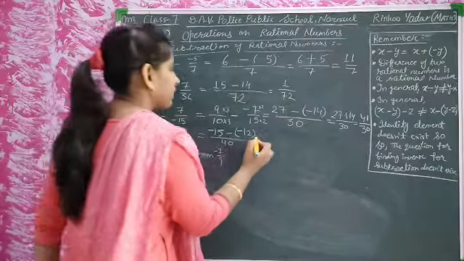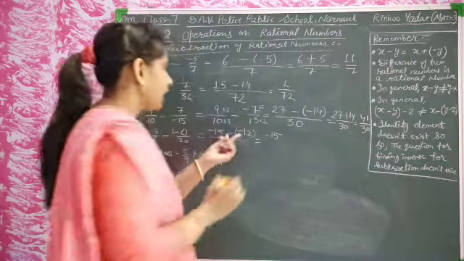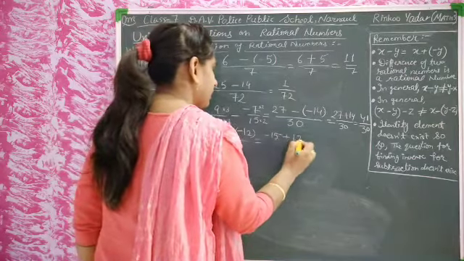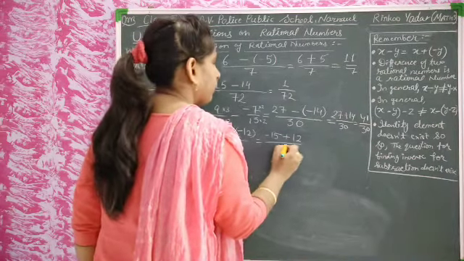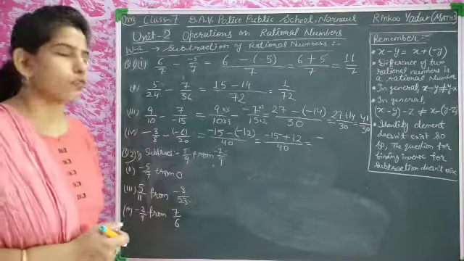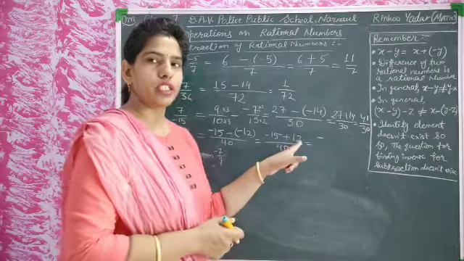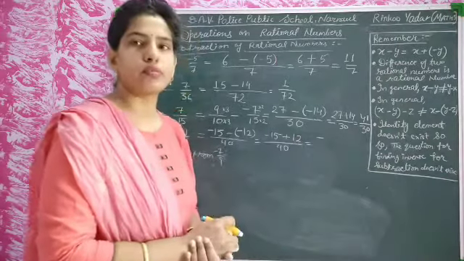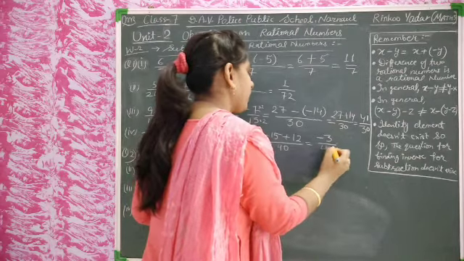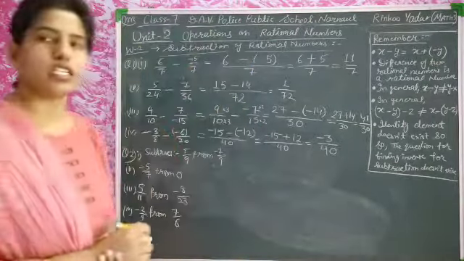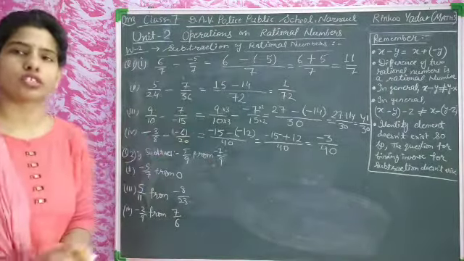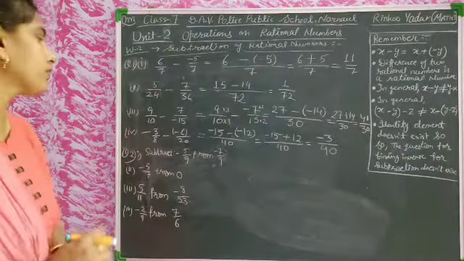So students, it becomes minus 15, and minus multiplied by minus becomes plus, 12 divided by 40. Different signs, so we take the difference between 15 and 12. The difference between both values is minus 3, divided by 40. This is the answer. Now this is part first of question number first, and all the parts are done.